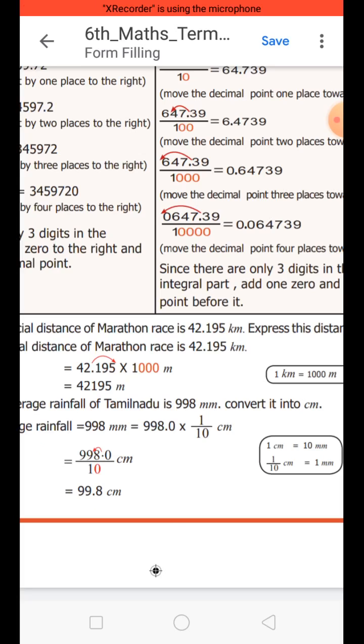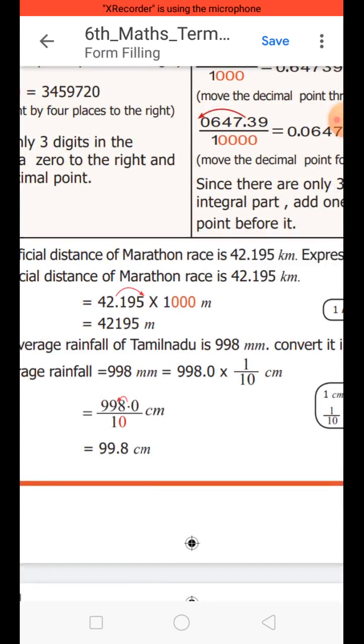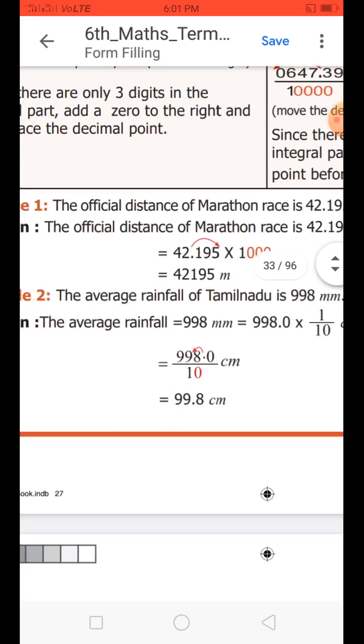So 998 divided by 10. Where will the decimal point come? 998 has no decimal point, so you can put 998.0, and the point will move to the left hand side: 99.8 centimeter, because there is only one 0 in the 10, so the point moves one place in front, 99.8 centimeter.